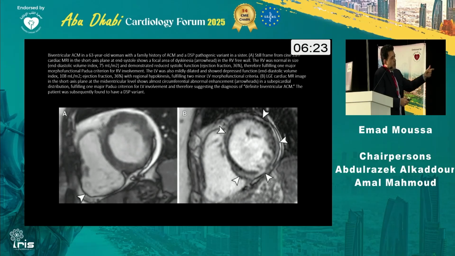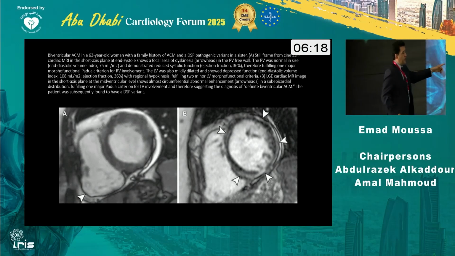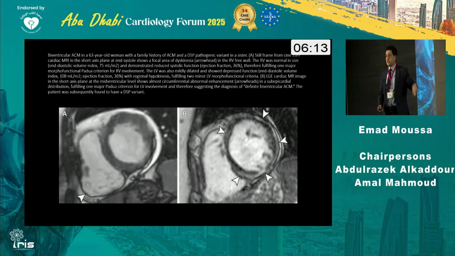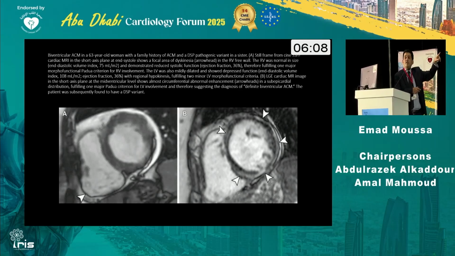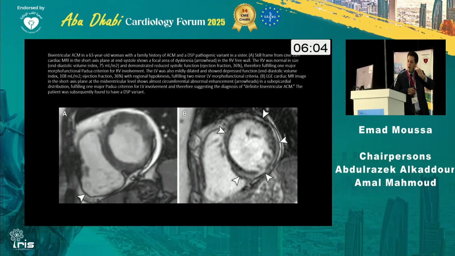And if you look carefully to the right, you will also see that there is a circumferential transmural enhancement in the wall of the left ventricle. Now, we do have, according to this case, two major criteria coming, one from the right ventricle and one from the left ventricle. Accordingly, you can establish the diagnosis of definite biventricular arrhythmogenic cardiomyopathy. This is in one diagnostic test.